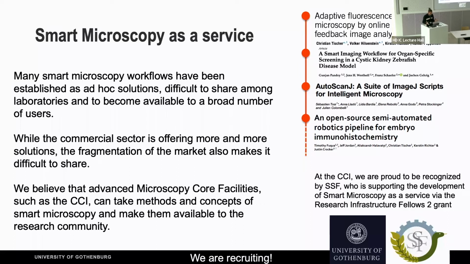Now, in this sense, we are very happy that our efforts on these lines were recently recognized by the SSF, which is the Strategic Foundation for Research in Sweden, who is now supporting the development of smart microscopy at the facility via our research infrastructure fellow grant. And that being said, I'm also happy to tell you that we are recruiting. So if you are here in the room or in the crowd and you find this very, very interesting and you would like to approach this challenge from a core facility point of view, please let us know afterwards. I would be very happy to talk to you.